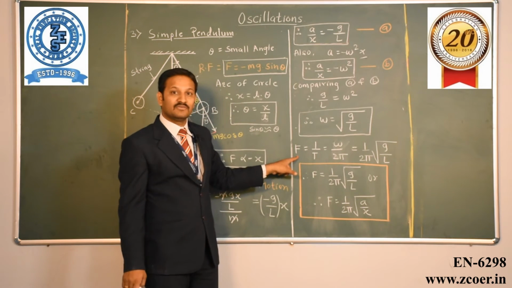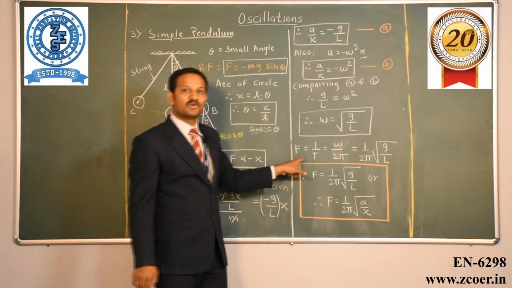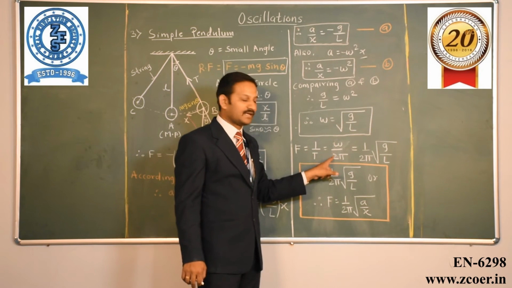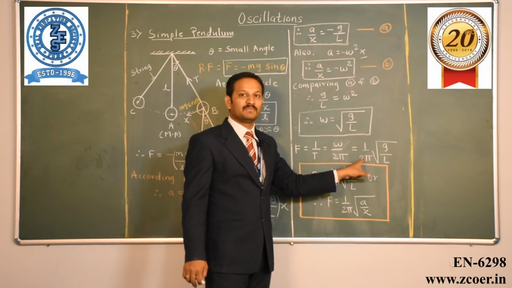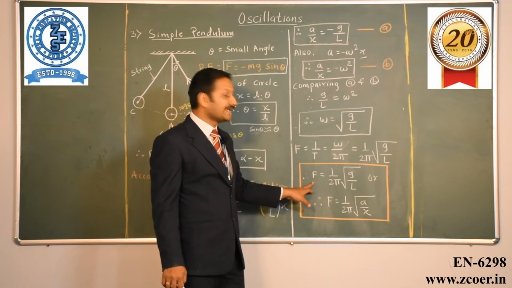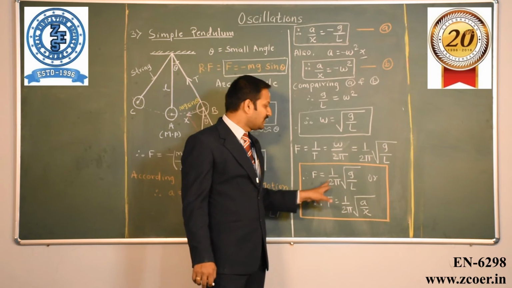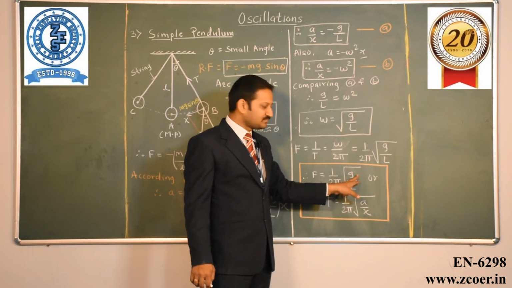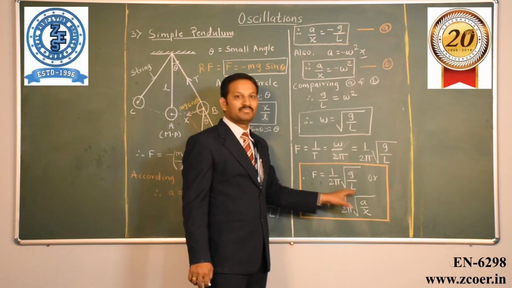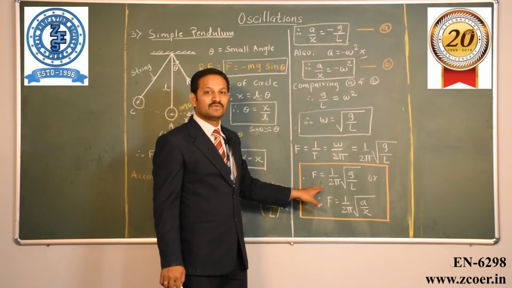Now if I want to find the frequency in terms of hertz, its formula is given by 1 upon time period, or omega upon 2 pi. That is equal to 1 upon 2 pi under root g by L. So that means frequency is directly proportional to root of g and inversely proportional to root of L. That is the frequency in terms of hertz.